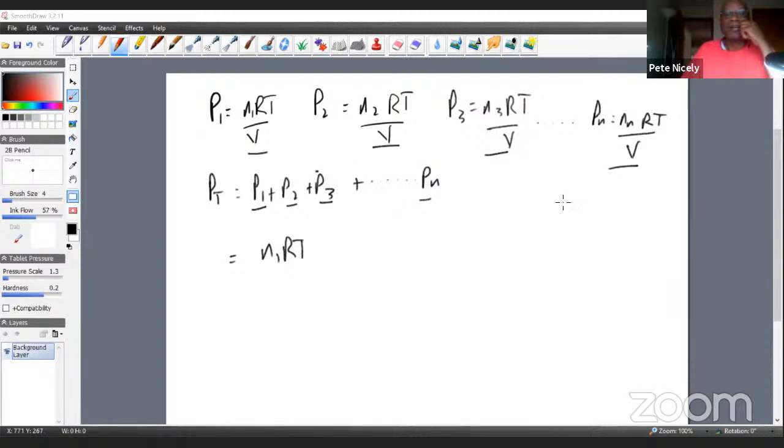Okay, so let me recap what I was saying earlier. What I was saying was that these are the individual expressions.